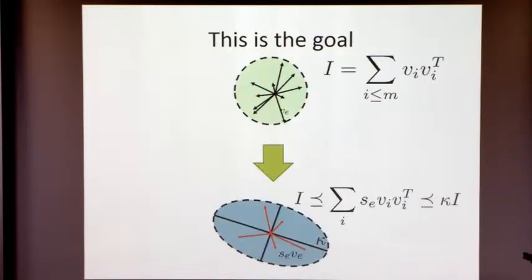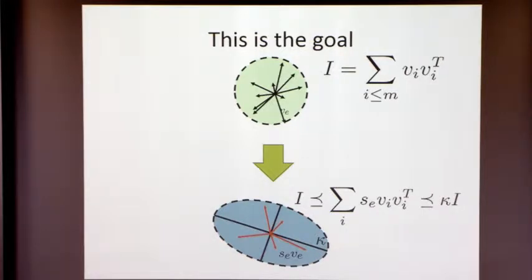So recall what we want to do here. This is the goal. You're given these vectors v_i's. You have the sphere. You want to generate some scalars s_i so that this matrix, which is obtained by picking some of these vectors and rescaling them, has eigenvalues between 1 and kappa. All that means is if you plot the level sets of the quadratic form of this matrix, it's always between 1 and kappa.